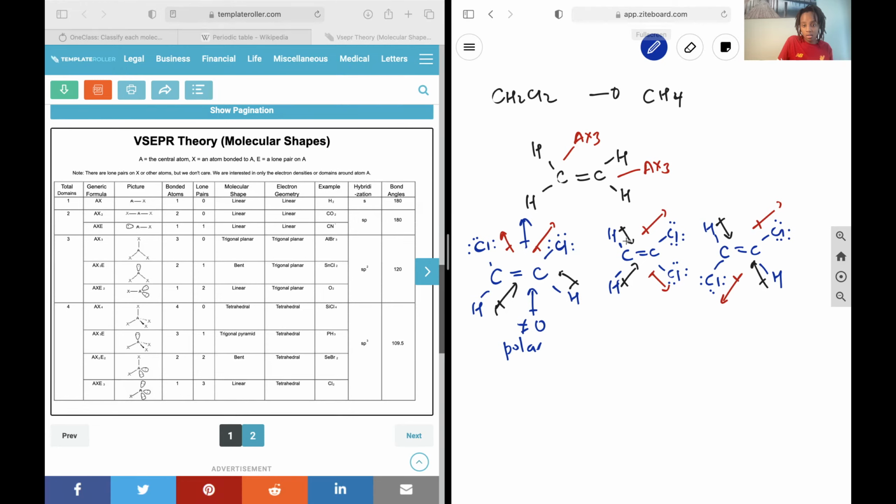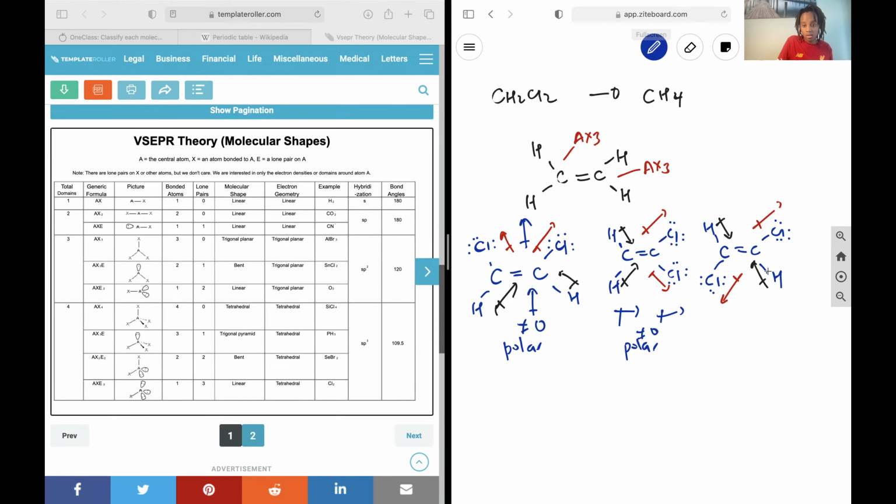Horizontally they do, vertically they do, horizontally they do not. And so we're left with a vector pointing right. Same thing here, we'll be left with a vector pointing right. These two cannot cancel, and so we'll have a non-zero dipole moment, so it'll be polar.